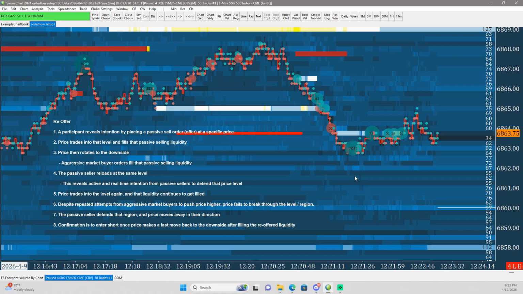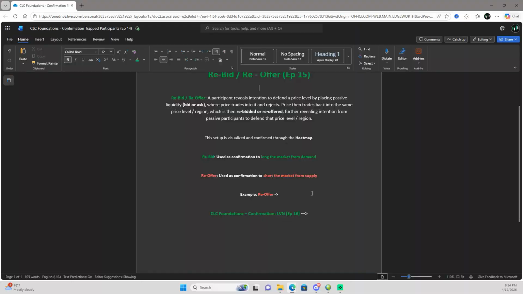We're not going to get into the rebid. It's simply the same thing, just flipped. So we would see a participant revealing intention by placing a passive buy order or a bid at a specific price, trading into that level, filling that passive buying liquidity, rotating back to the upside, and then so on and so forth, right? So that's going to do it for the reoffer and rebid.